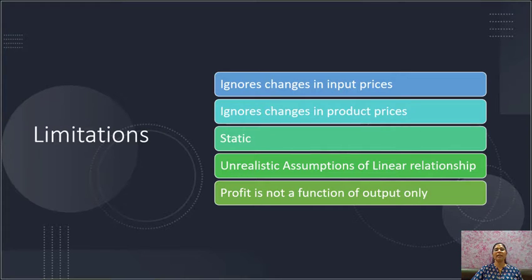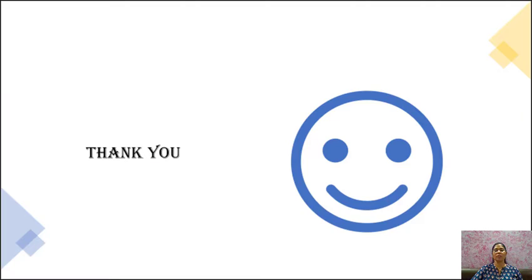Next is the unrealistic assumption of linear relationship. The assumption of break-even analysis that the relationship between cost and revenue is linear is unrealistic. Their relationship is non-linear in real life. Next, profit is not a function of output only. The assumption that profit is a function of output only is unrealistic. In real life, profit is a function of many other factors like technological changes, efficient management, scale of production, etc.